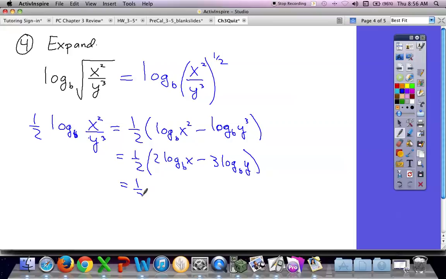More than one wrote it like this: 1/2 times 2 times the log base b of x. Right? Don't leave a 1/2 times a 2. Right? That's 1. You got to simplify it all the way. 1/2 times 2 is 1. Don't leave it like that. Then minus 3/2 times log base b of y. And again, this one really should have been 1. Or just don't show a coefficient.